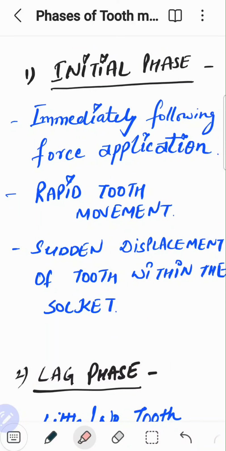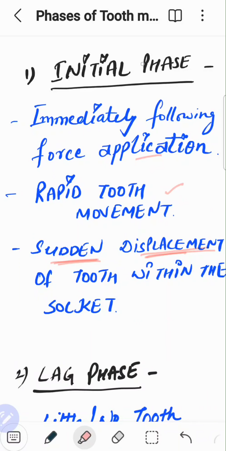As we know, initial, the literal meaning, is the starting of the tooth movement. This is the very first stage immediately following the force application. That is the phase in which rapid tooth movement takes place and a sudden displacement of the tooth is seen within the tooth socket. The sudden displacement is the key word here.